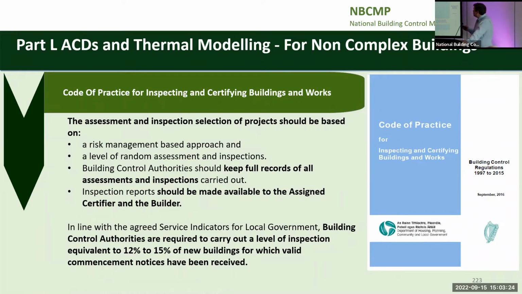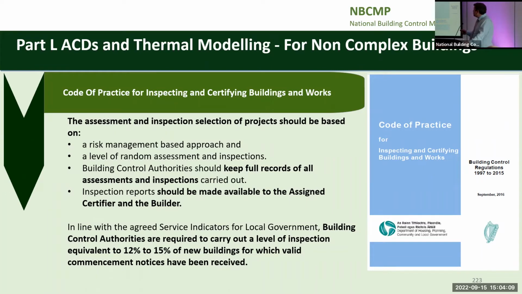The assessment and inspection selection for projects should be based on, this is part of building control, a risk management based approach, a level of random assessments and inspections. So building control may say, you guys are using the Y value of 0.15. Let's go out there and check to see what details the building has and have they assessed it for FRSI calculations. And that's a high risk. Because if there are no drawings as part of their submission, general drawings that detail how to comply with the ACDs, then how are they complying with the condensation risk?